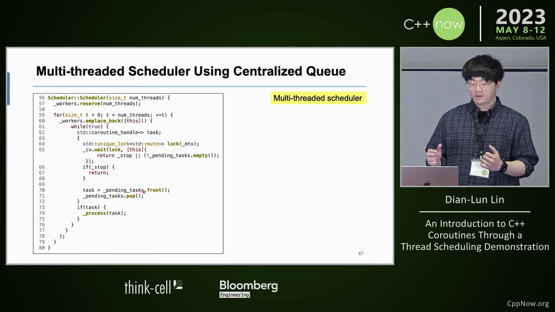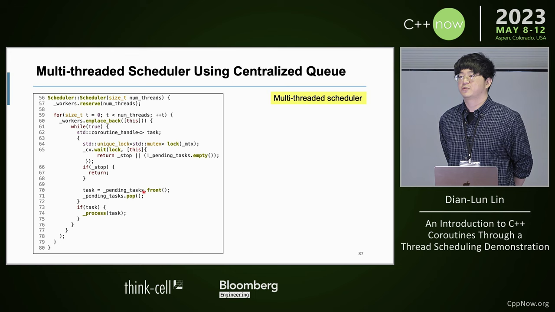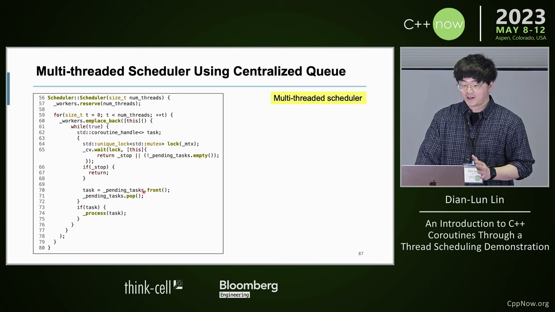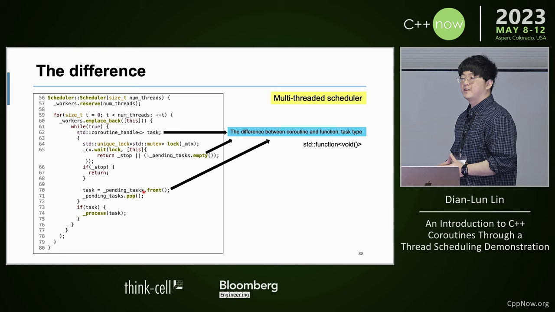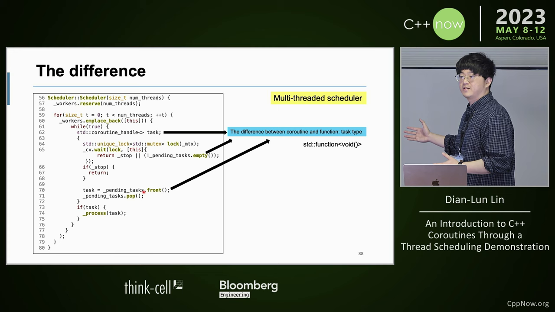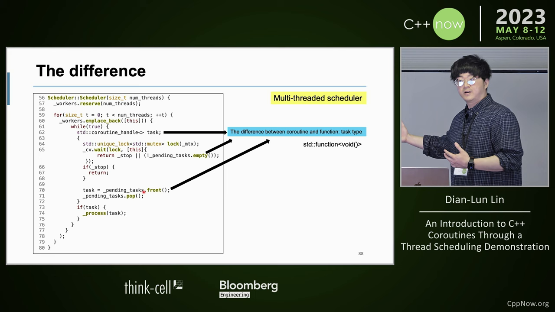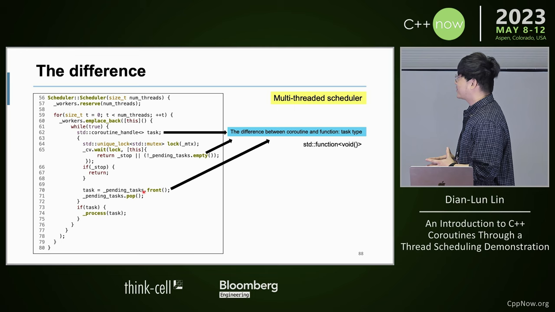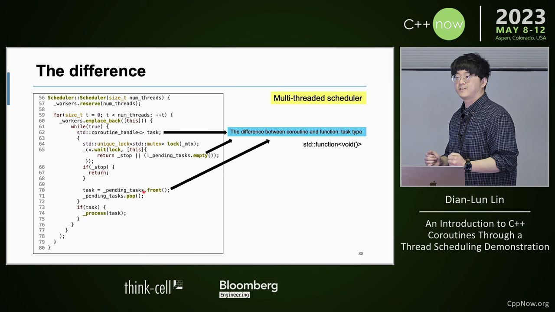Did anyone implement a scheduler for functions before? When you look at this multi-threaded scheduler, the only difference is the task type. For example, if I want to schedule functions, you change the task type to a function pointer. And you can still use this scheduler and schedule your functions. So actually, that's the only difference. So it's not that difficult to implement your scheduler for coroutines.